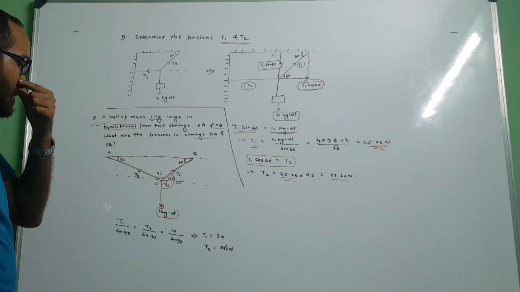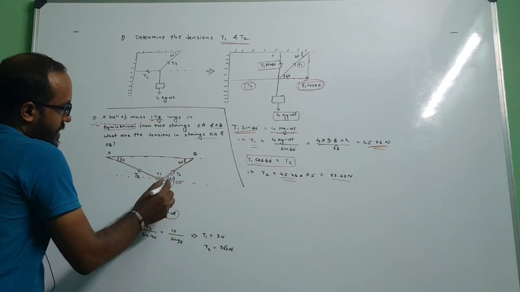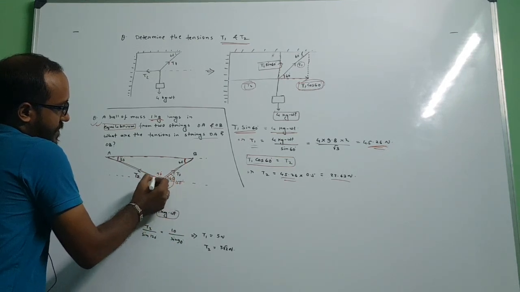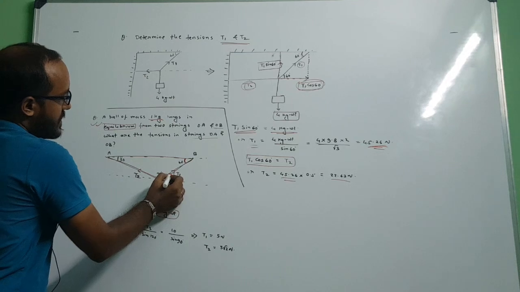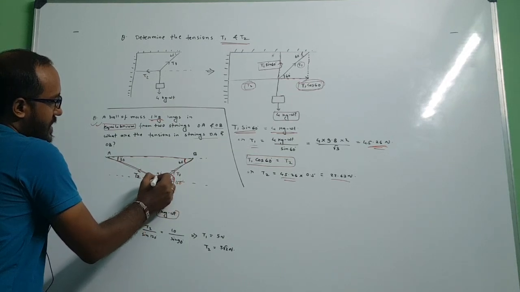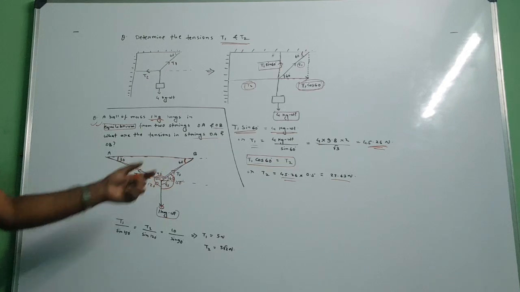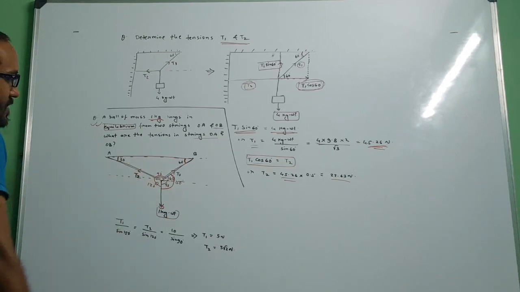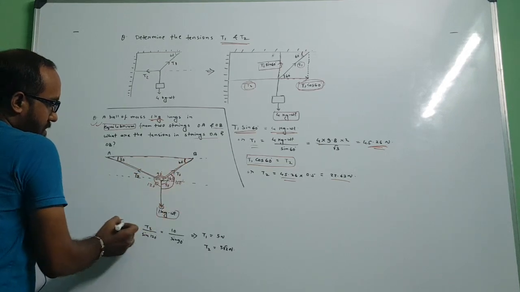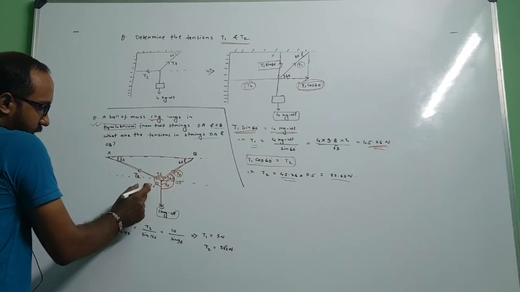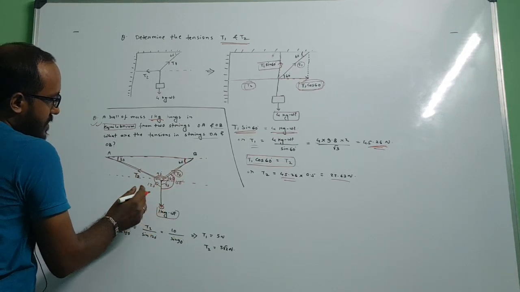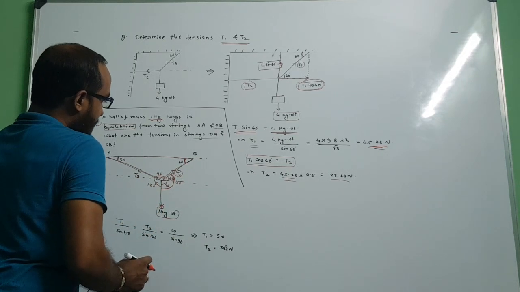Total angle in the triangle is 180, right? Now see, if we take this whole circle, this angle is 150, this angle is 90, so this angle should be 120 degrees. So you got all the angles in the concurrent forces. Now calculate. So T1 divided by opposite angle.